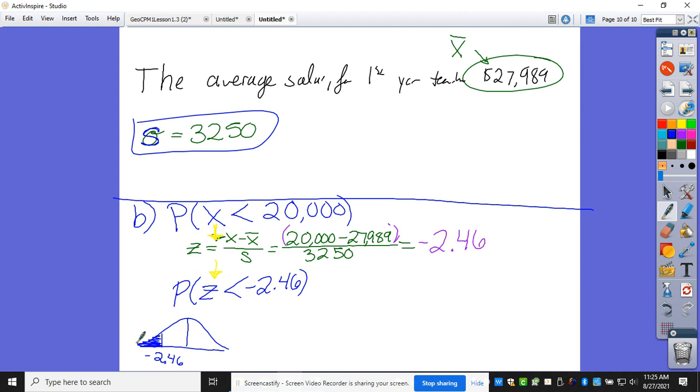So now, for a Z of negative 2.46, what does the yellow sheet tell me is my area? 0.0061. What do I do with it because it says shade to the left?